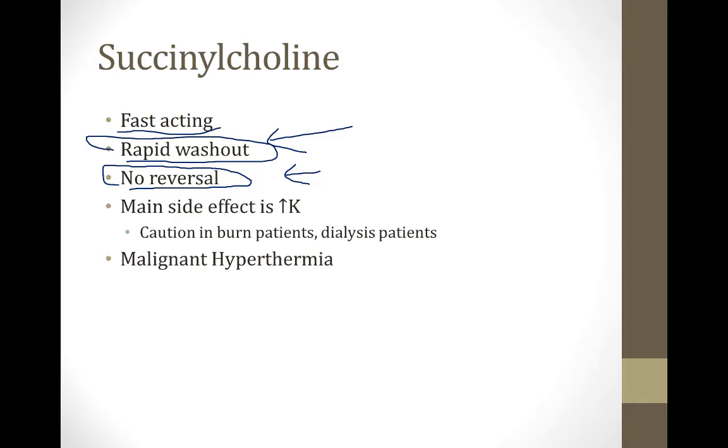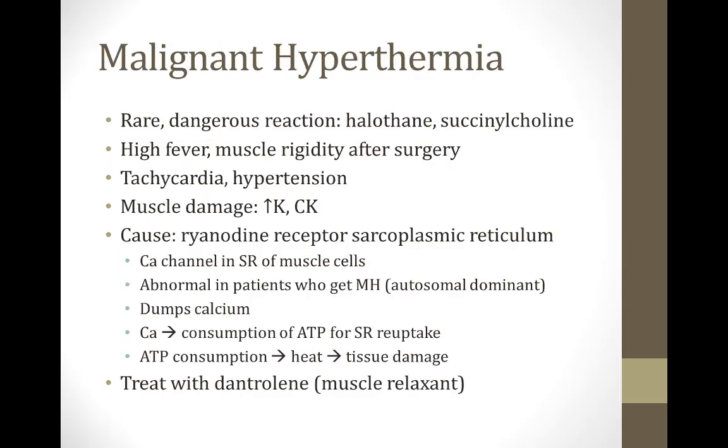The main side effect of succinylcholine is elevated potassium, and this is particularly dangerous in burn patients or dialysis patients or any patient who may have a high potassium at baseline. If you administer this drug and raise the potassium further, you can put the patient into cardiac arrest. And then the other dangerous side effect of succinylcholine is malignant hyperthermia. So let's talk about malignant hyperthermia. It's a rare, dangerous reaction that occurs after patients receive halothane, which is an inhaled anesthetic, or succinylcholine. These patients will wake up from surgery and they'll have a very high fever and muscle rigidity.